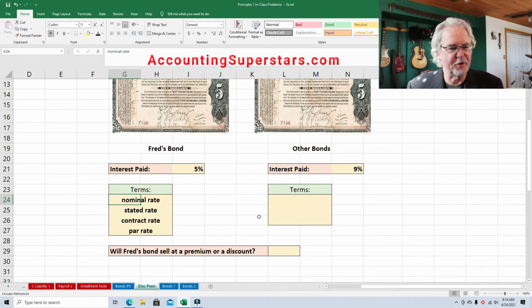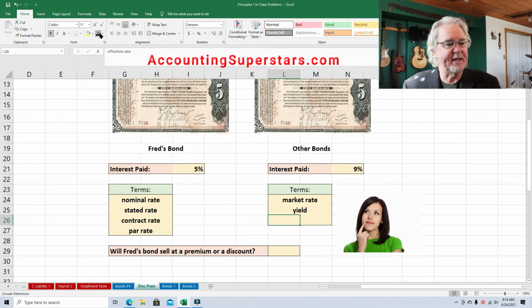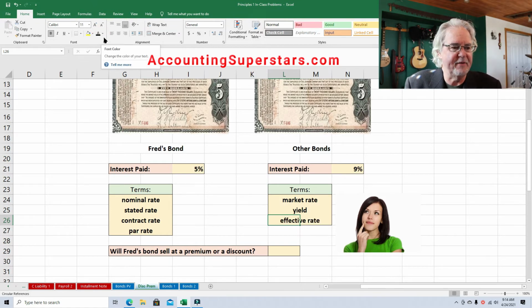All right. And coming over here to the other bonds, the market. This would be called the market rate. So the market is paying 9%. That is, other bonds that are similar are paying 9%. Or another term that you hear a lot is the yield. The bond yield today is 9%. You hear that a lot on the financial news. And then lastly, the effective rate. The effective rate.